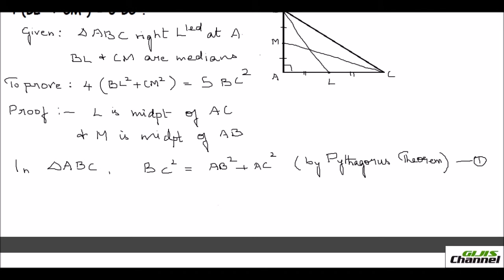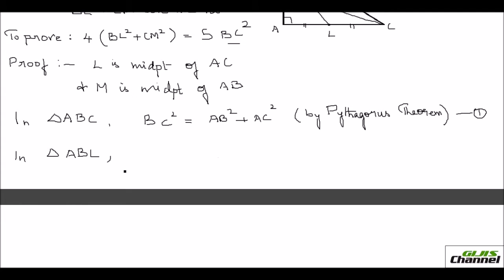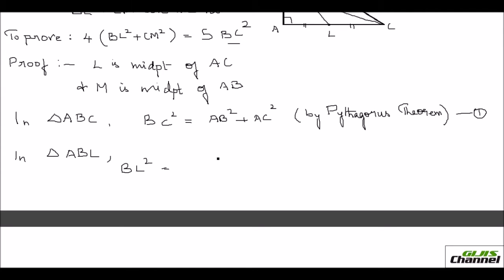Okay, now let us move on to the next triangle ABL, okay? That is because here, see in the question we have BC square here on the right. So that I found out. Okay, now I have to find out BL square and CM square. So for BL square, I am taking the triangle ABL, okay? BL square is equal to AL square plus AB square, okay?